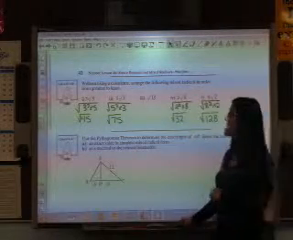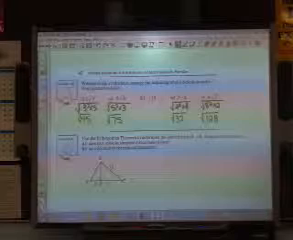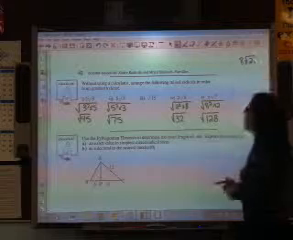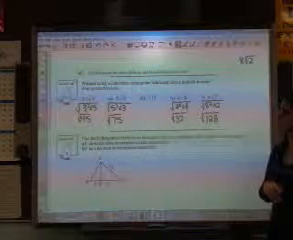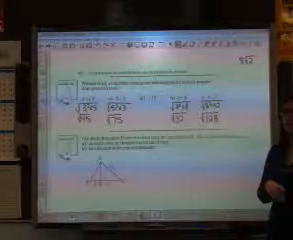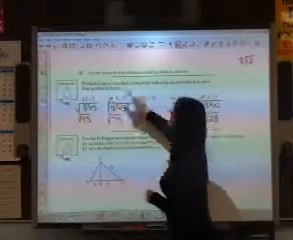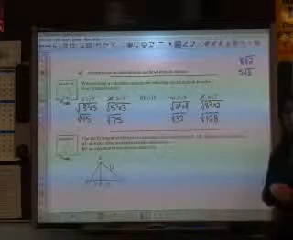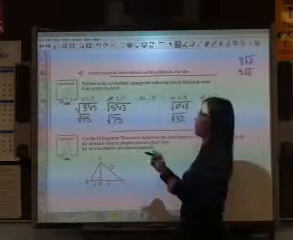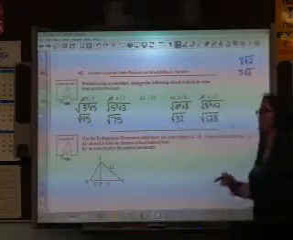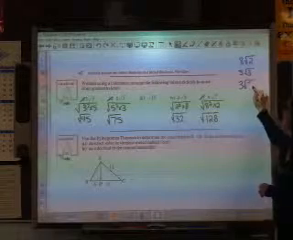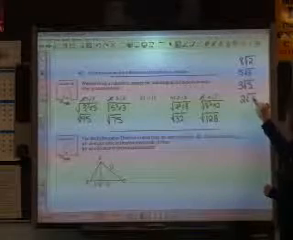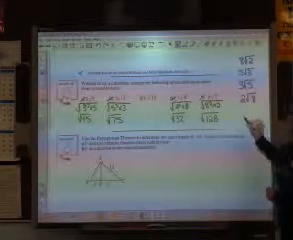Okay. So if I put these from greatest to least, which one is the greatest? 8 root 2. Which one is the next greatest? 5 root 3. After 5 root 3, which number would I write next? 3 root 5. Thank you. And then 2 root 8, and what's the smallest one? Root 15.